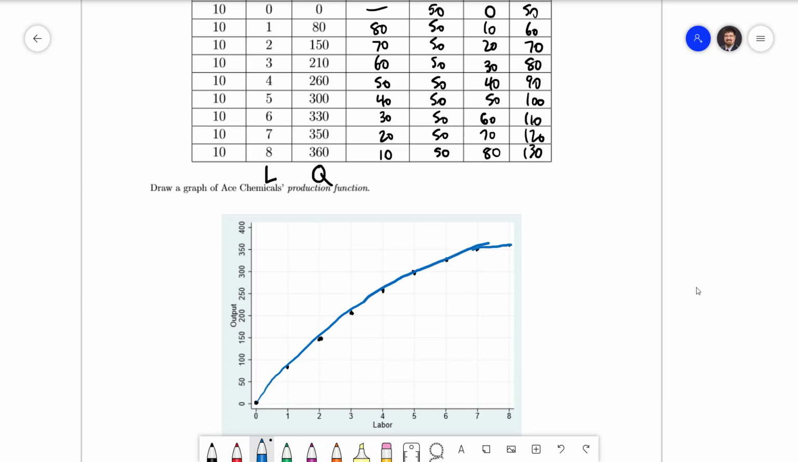We can see that the production function is increasing, but increasing at a decreasing rate. That is, the slope is flattening out.